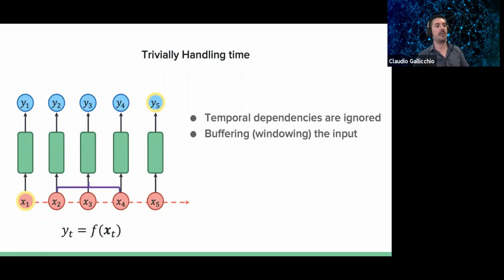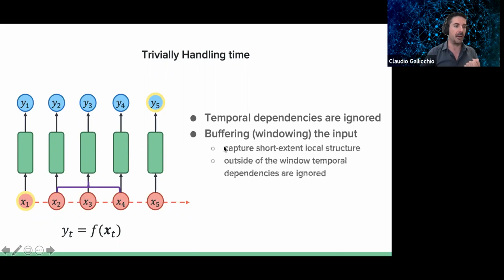What I mean is, for example, suppose that I want to compute the output here for the time step 3, x3. Then instead of considering this atomic information alone, I can consider a window around this x3 input, and in this way I can compute the output y3. But of course there are downsides, because I can only capture the short extent local structure, local to every time step, and I still continue to ignore all the temporal dependencies outside of the window. So the length of the window is crucial.